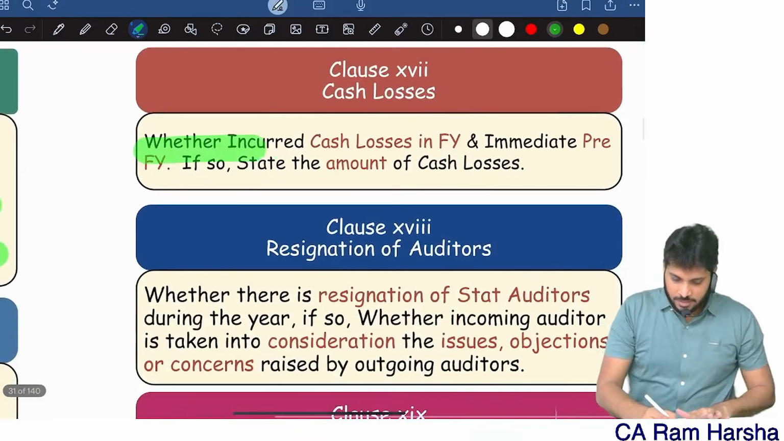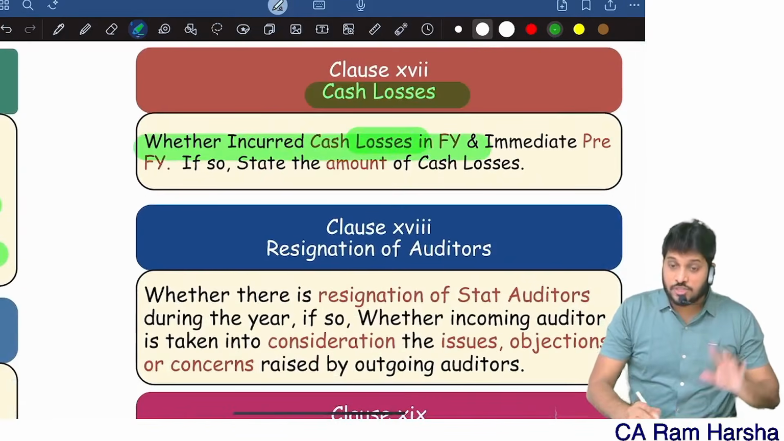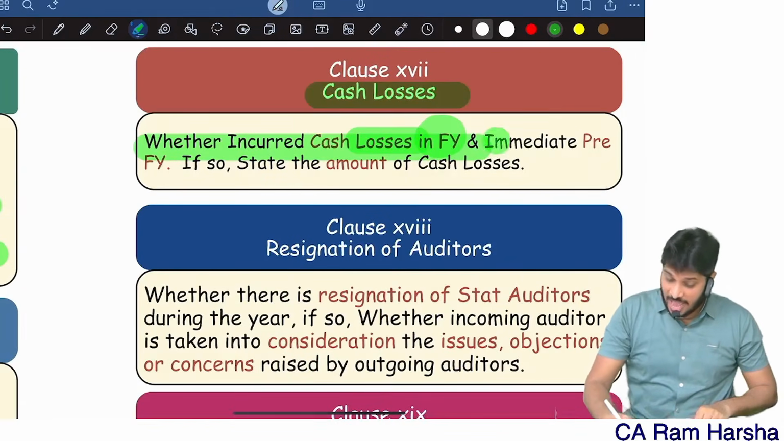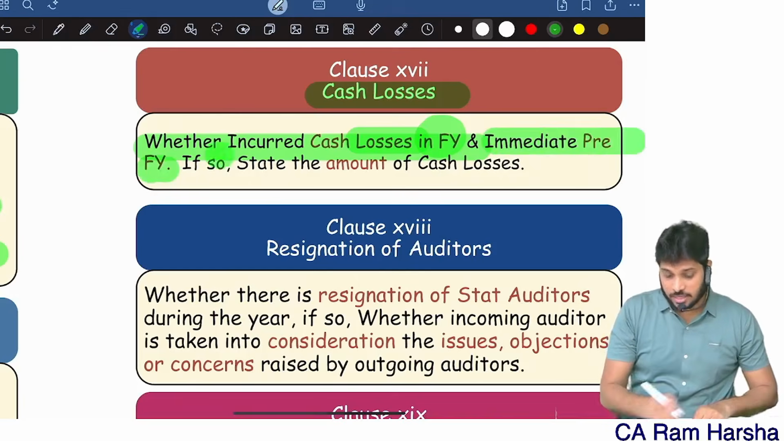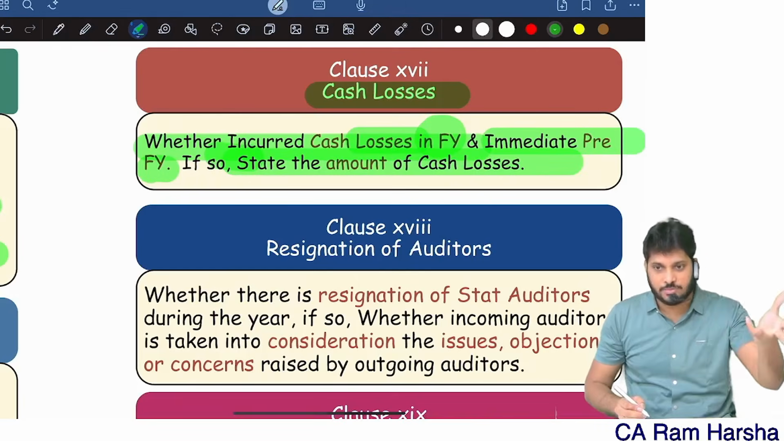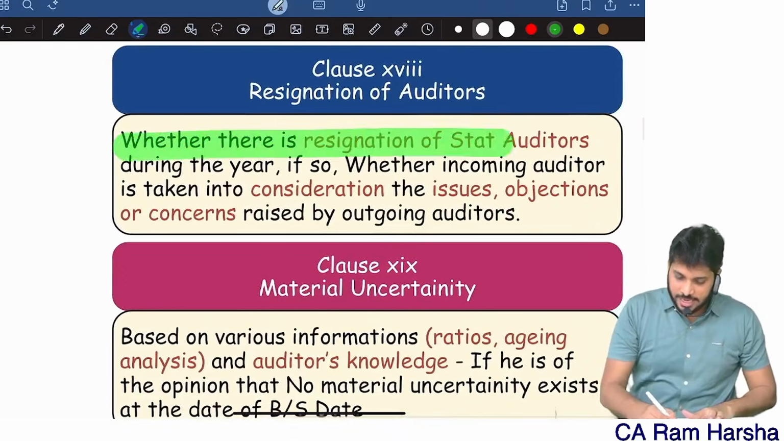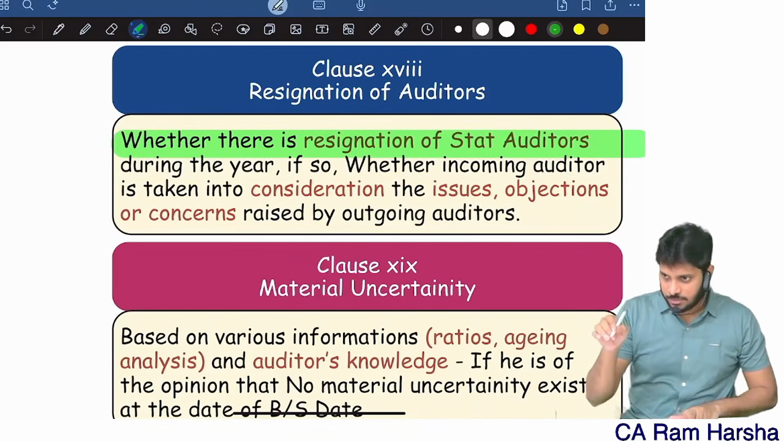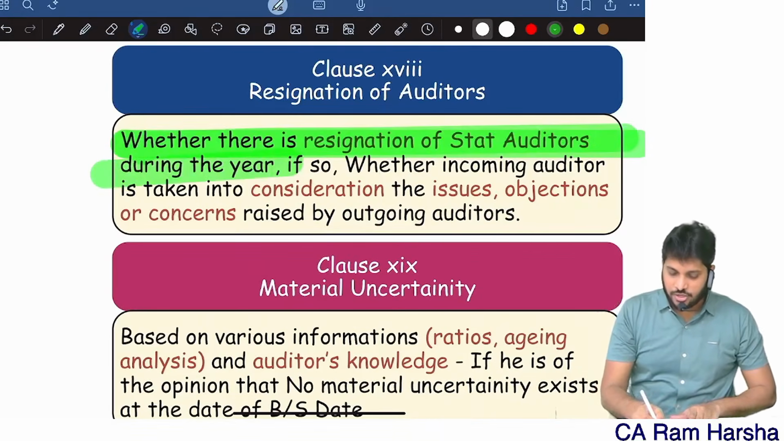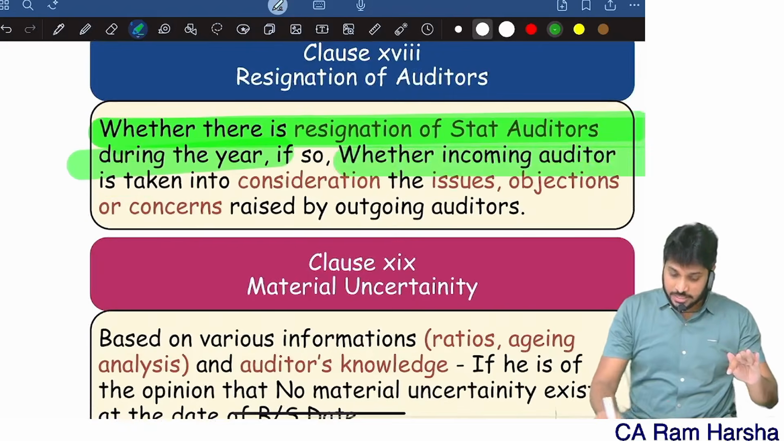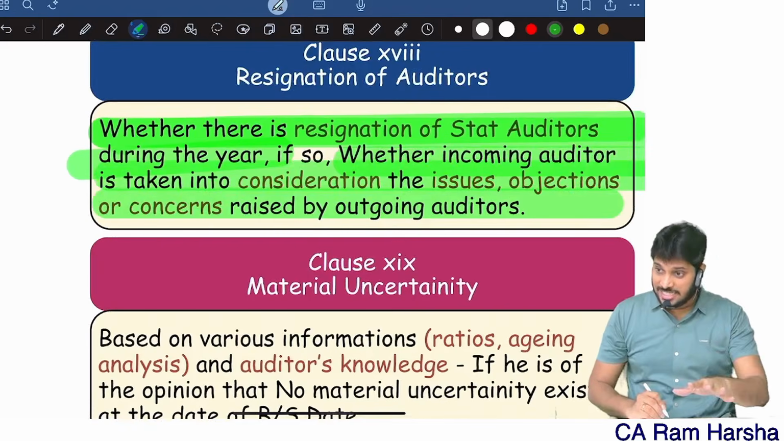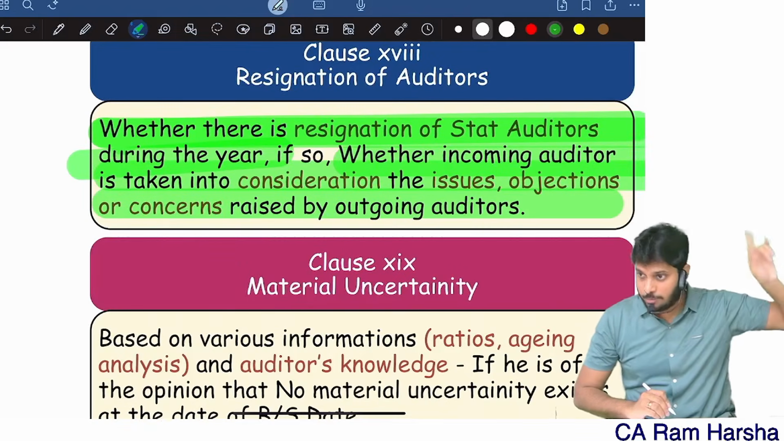Next, whether any cash losses are incurred in the current financial year as well as immediately previous year. If so, how much amount is there in each year? Just mention that. Next, is there any auditor resigned from the audit? Yes or no? Is there any resignation of statutory auditor during the year? If so, has the incoming auditor taken into consideration previous auditor's issues, objections, all that?